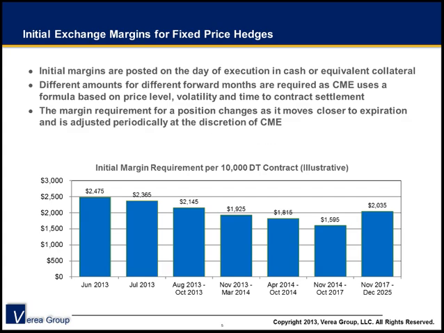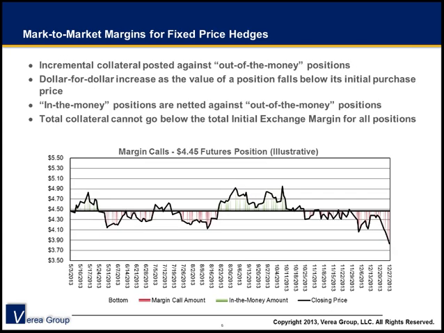I already talked briefly here, but I'm just showing an example of initial margin call. So the initial margin call is set on the date of execution of the contract. It has to be posted in cash or equivalent collateral, and the amounts differ depending on the maturity of the contract, on the current price level, on the assumed volatility that the commodity mercantile exchange assumes. And this requirement changes as the contract goes to maturity. And here's one example of a volume for a 10,000 volume contract.